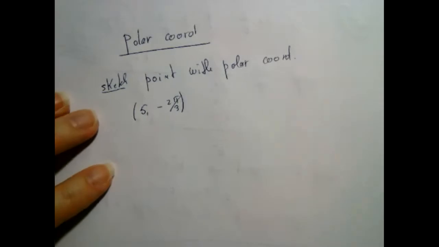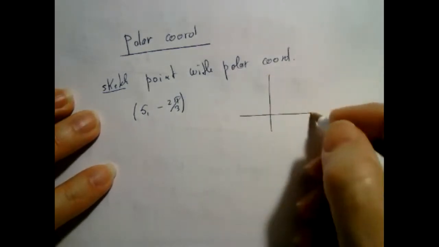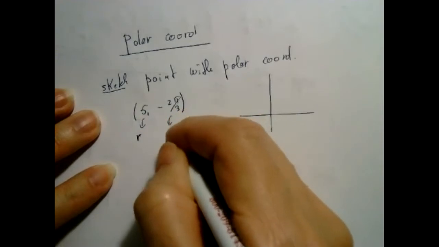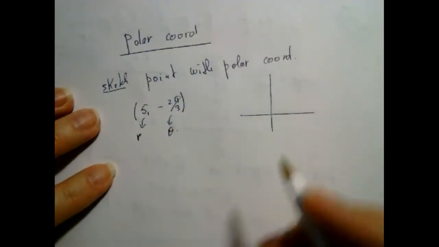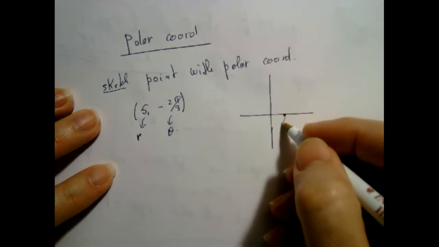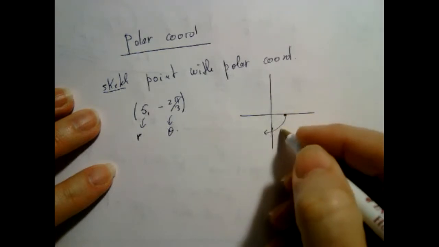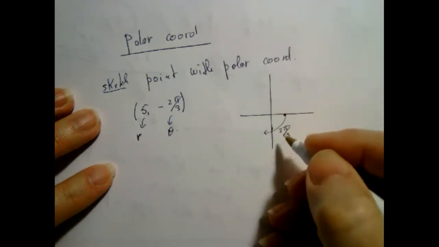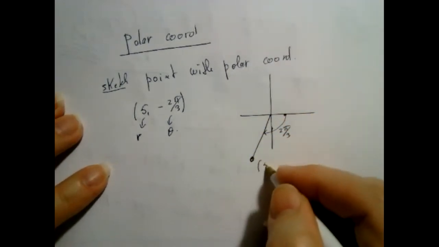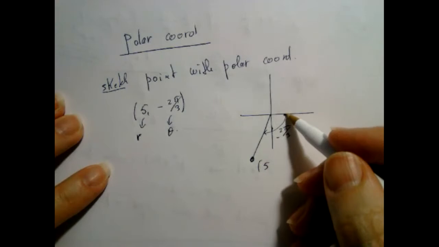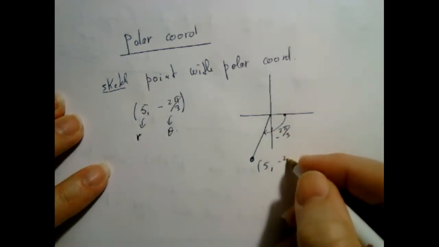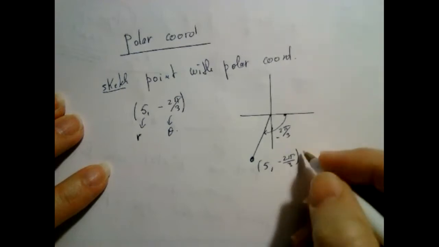Okay, so this point is the following. This is the r, and this is the theta. Minus 2 pi over 3 means minus 120 degrees. It means we start from here, and we go 2 pi over 3 this way, and then 5 units from here. So this will be the point. Remember, negative theta means we go in the clockwise direction. So this is the point (5, minus 2 pi over 3), of course in polar.